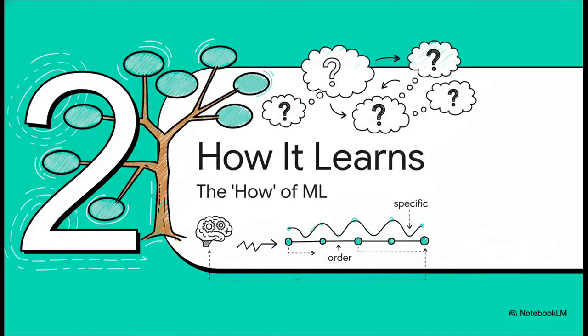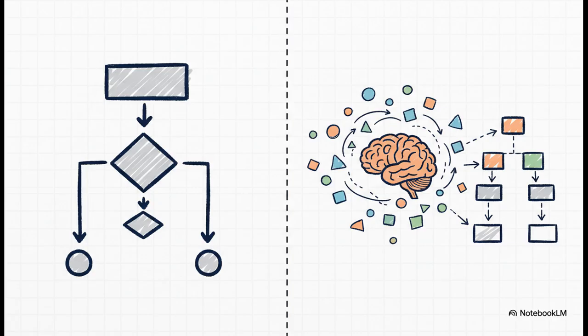So that was the what. But the real mystery, the machine learning part of it all, is the how. How did the tree learn to ask those specific questions in that specific order to get it right? Now, it's easy to look at this and think, hey, that's just a bunch of if-else statements, like a simple flowchart. But here's the magic.